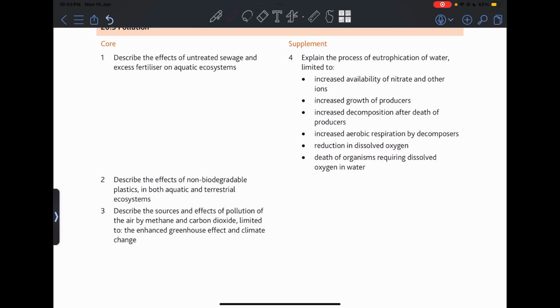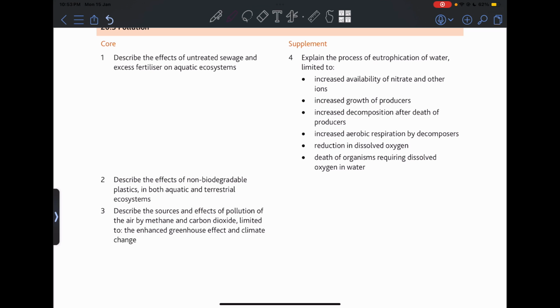oxygen from the water, because as we all know, it requires respiration to grow, so it will take the oxygen away from the water, causing increased decomposition after death of producers. So a lot of other aquatic organisms will die. This will cause the fish to not find food, and so increase the aerobic respiration by decomposers, because a lot of the animals will die basically, and the plants also, their food sources will die.